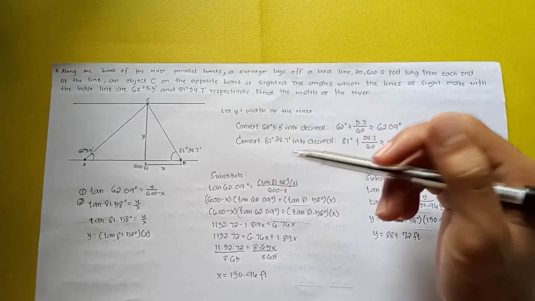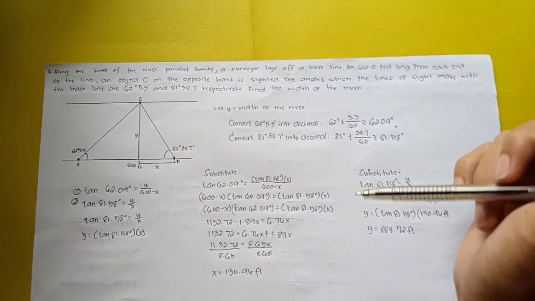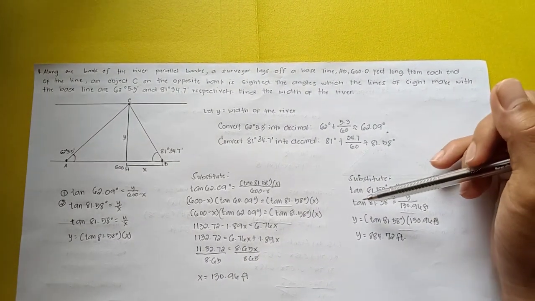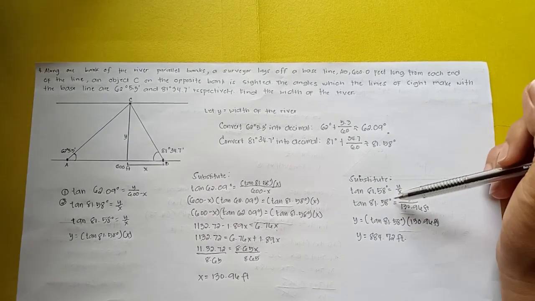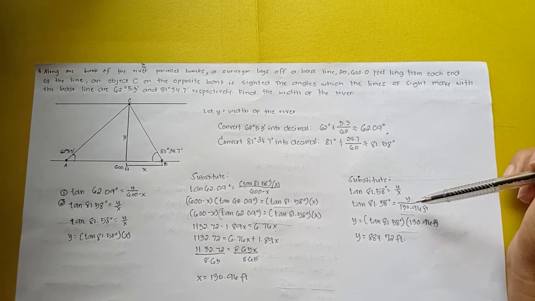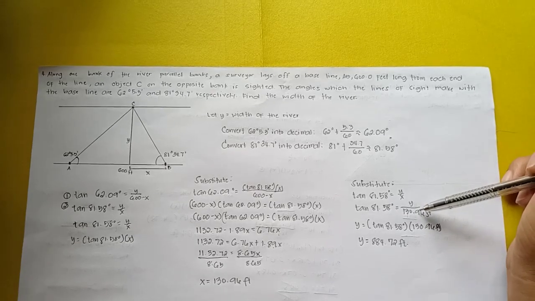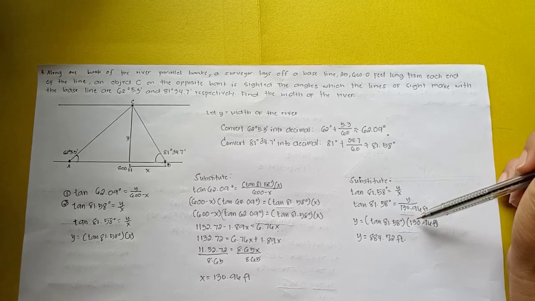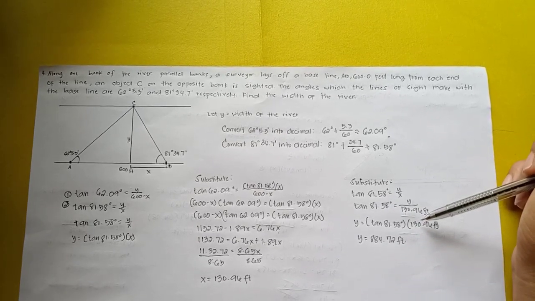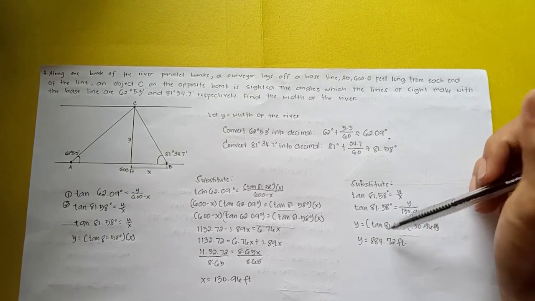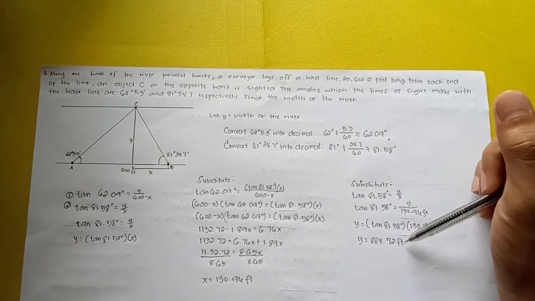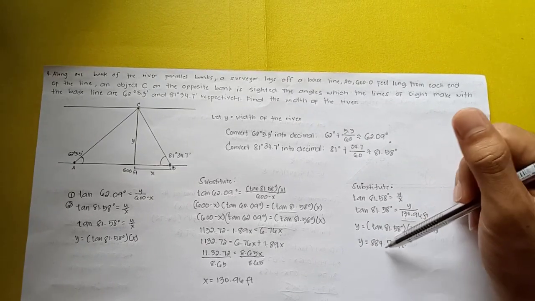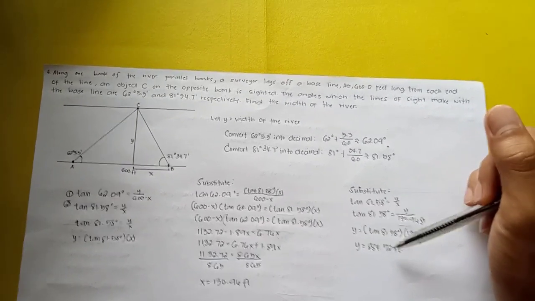X is 130.96 feet. Then substitute in tan 81.58 degrees equals y over 130.96 feet. Y equals tan 81.58 degrees times 130.96 feet. Y equals 884.72 feet. So the width of the river is 884.72 feet.